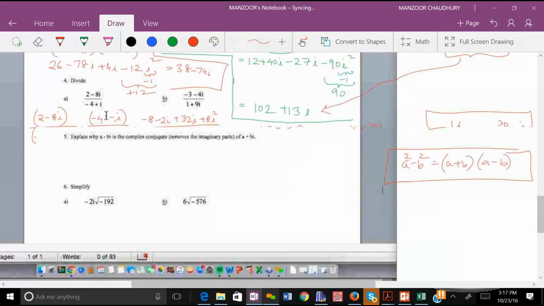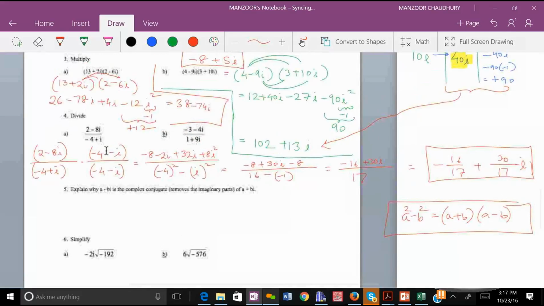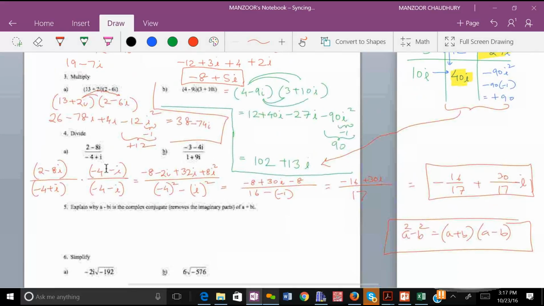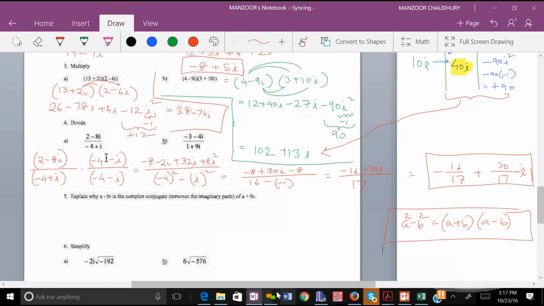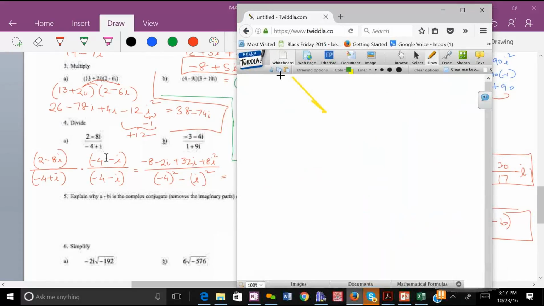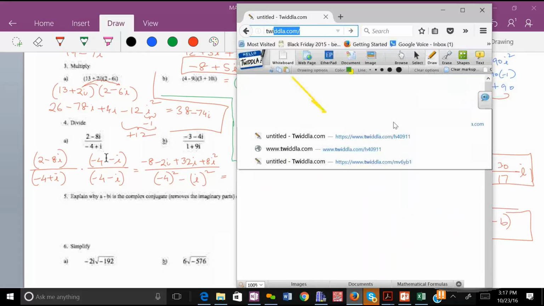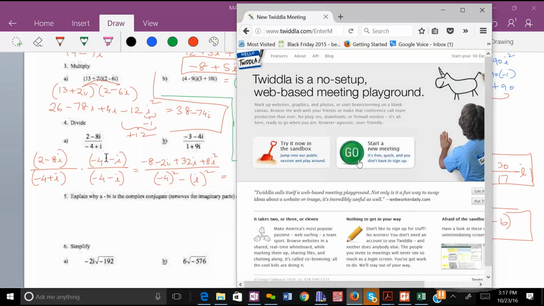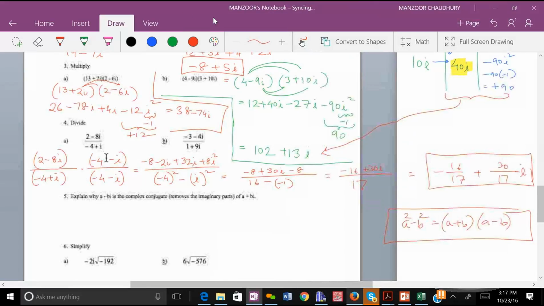You know what to do now, right? Okay. Should I do it on the screen? No. Well, you can do it on the screen if you want. Let me open a Twiddler. You can write on that. Okay, I'll put it on the chat. Okay, look at the chat. I sent you a link. You can write on that.